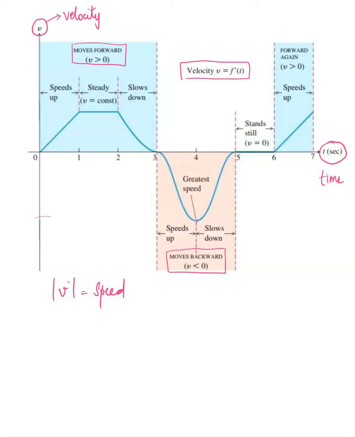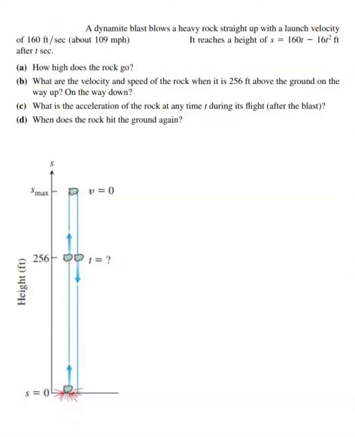All right, now let's go into a problem where we try and understand how to calculate velocity and things like that. A dynamite blast blows a heavy rock straight up with a launch velocity of 160 feet per second. It reaches a height of s equals 160t minus 16t squared feet after t seconds. We have A, B, C, and D.